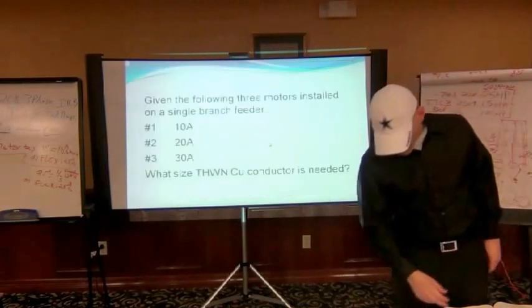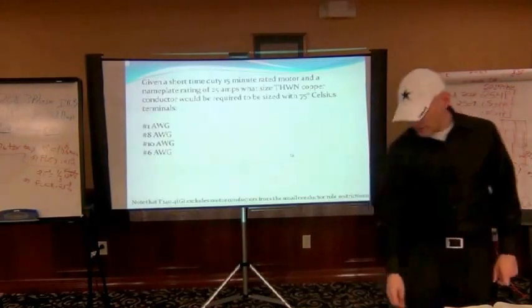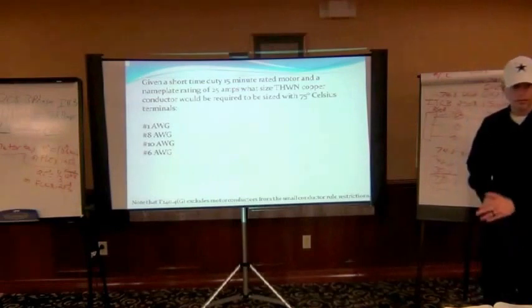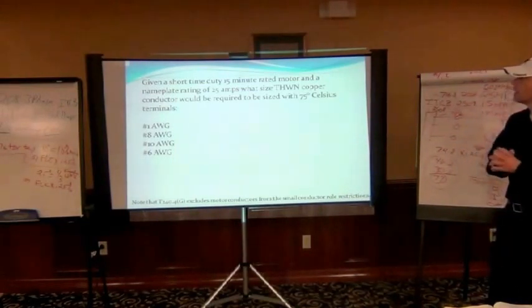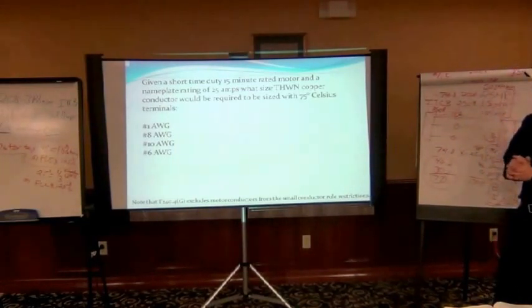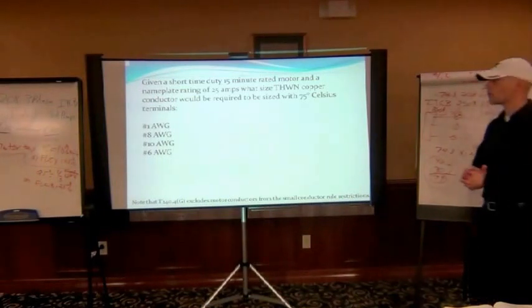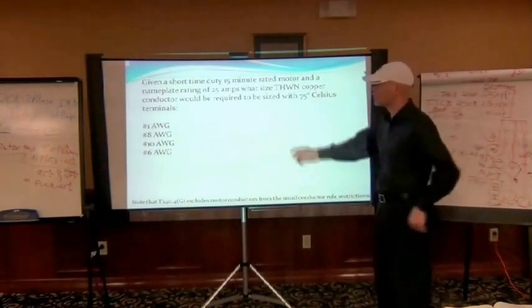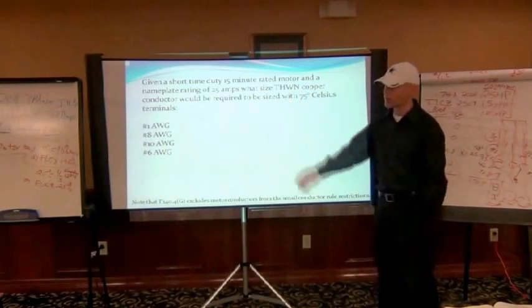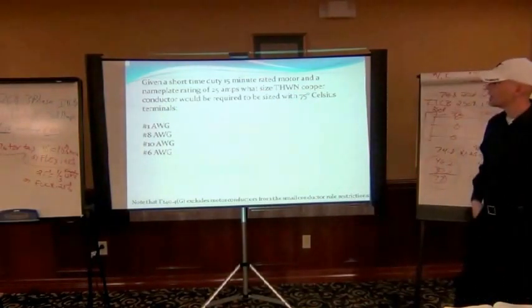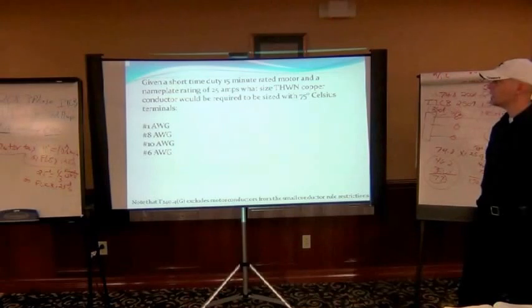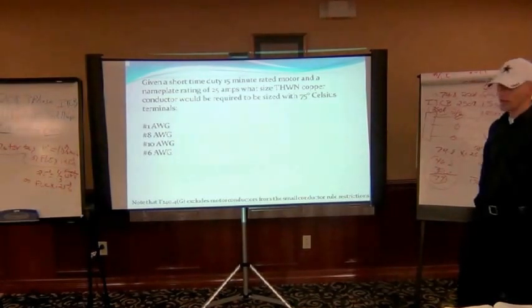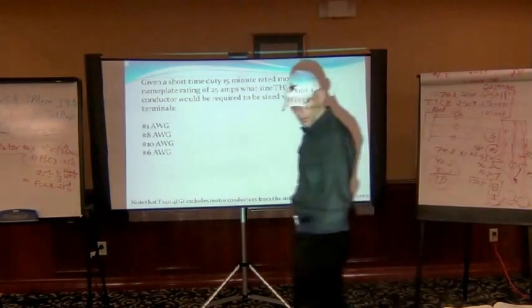All right, I'll give you a couple of quick test questions just to kind of sink them in, and then we'll turn you loose on your final. You have a short time duty, 15-minute rated motor, nameplate rated 25 amps. Now, normally you'd use the horsepower and FLC tables. They don't give that to you here, so you just have to use the nameplate. What size THW copper conductors would you need, sized under the 75 degrees Celsius column?